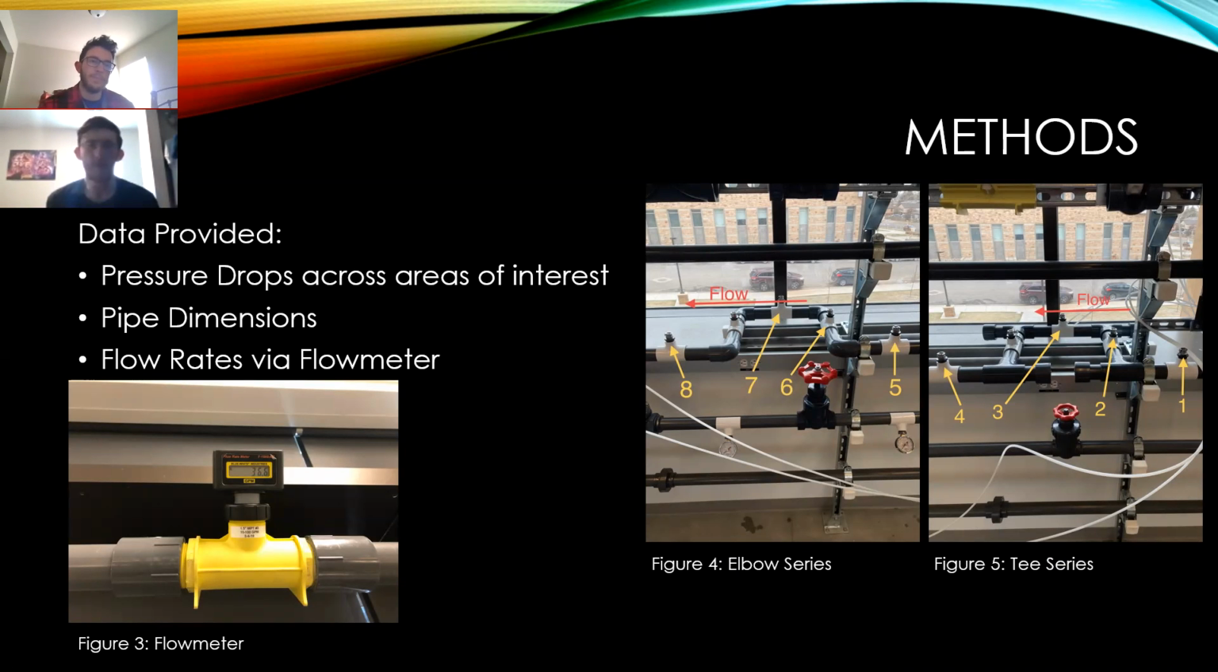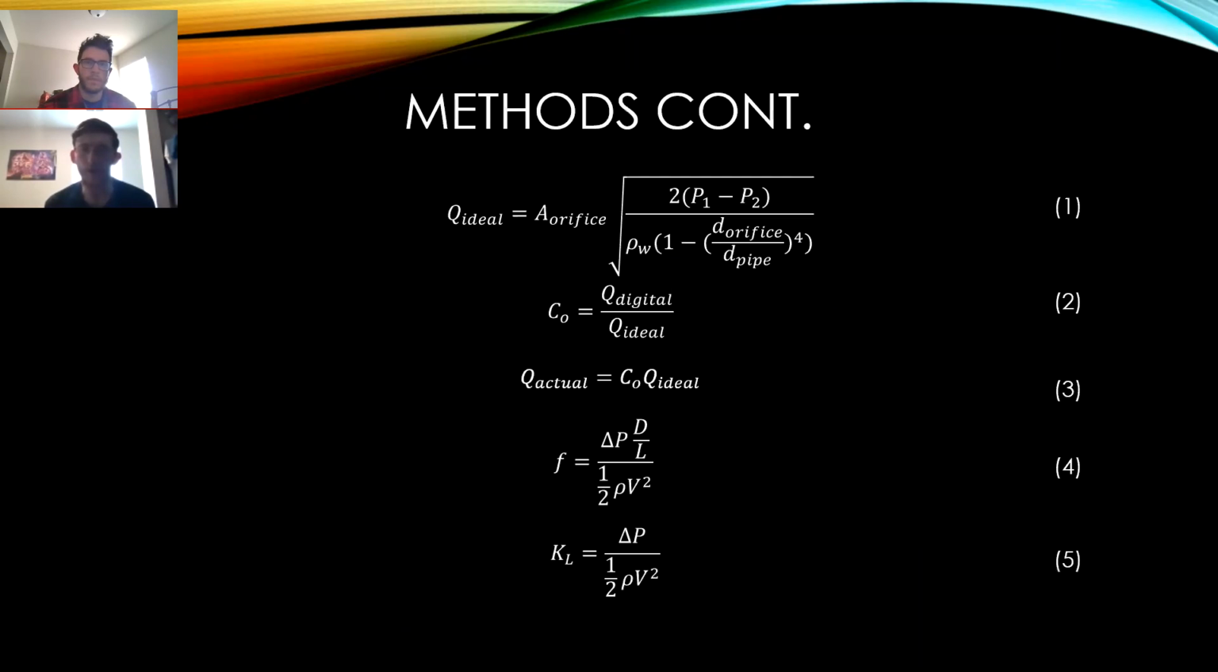For this lab, some data that was provided for us was various pressure drops across areas of interest. As you can see in figures 4 and 5, there are little nodules that we can attach the pressure difference meter to, to gauge the pressure difference across the elbows and T's. Pipe dimensions and flow rates via flow meter were also provided. Figure 3 shows this flow meter that was used, and again, figures 4 and 5 show the elbow series and the T series. Now Cameron will talk about some of the equations that he used for parts 1 and 2.